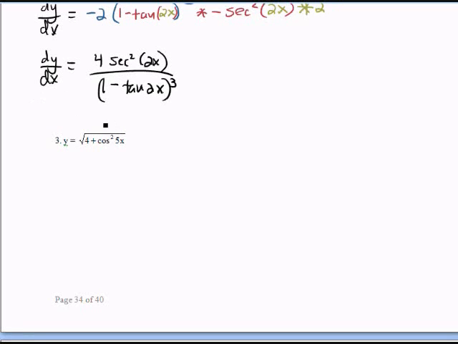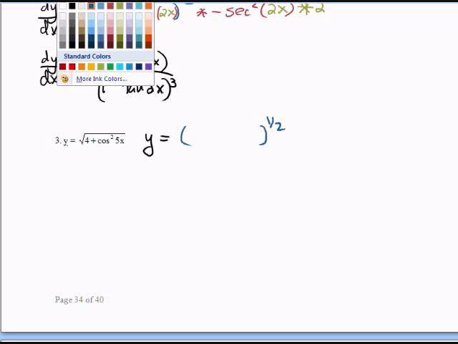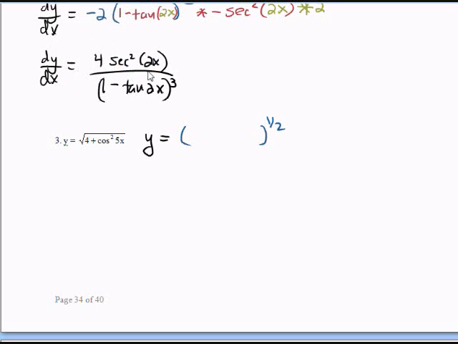Here we have 4 functions actually. So we start off with y equals, the outermost function is the square rooting. So I'm going to write that as the 1/2. Then we have 4 plus the cosine squared. So that's 4 plus this item squared. Then we have the cosine of 5x.